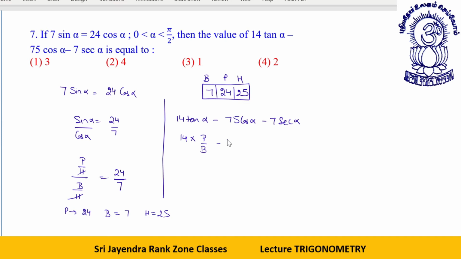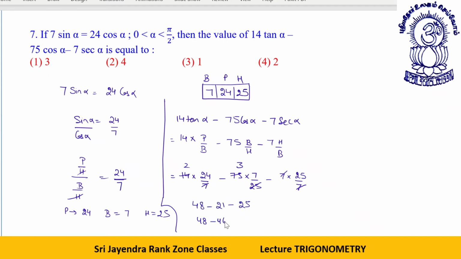That is equal to 14 into P by B minus 75 into B by H minus 7 into H by B. B is 7, H is 25. 7 and 7 cancel. 25 cancel with this to give you 3. 7 cancel with this to give you 2. So what is the answer? 2 into 24, 48, minus 21 minus 25. 48 minus 46. The answer is 2. Clear to all? Next one.